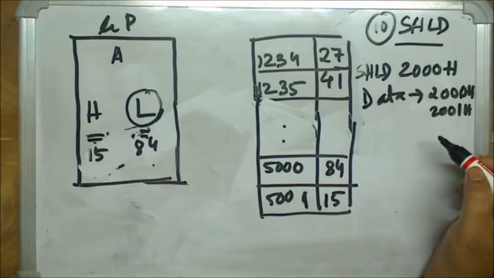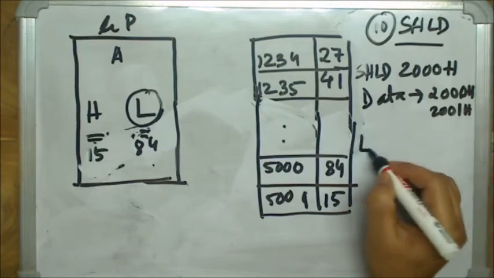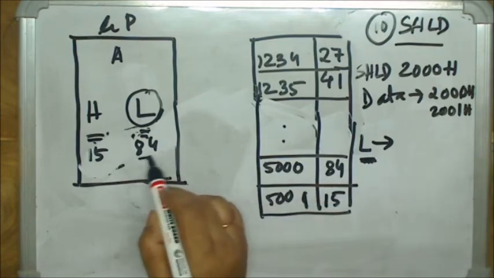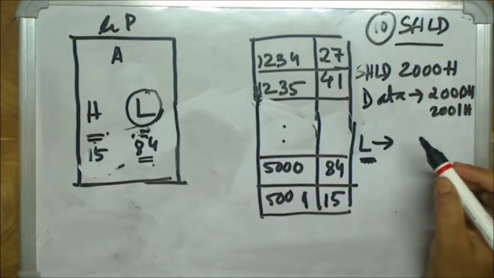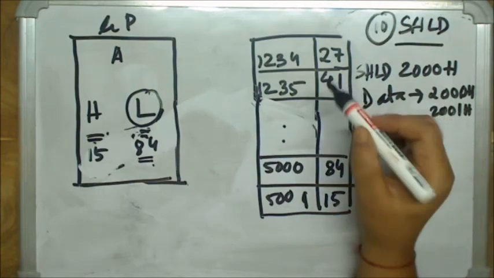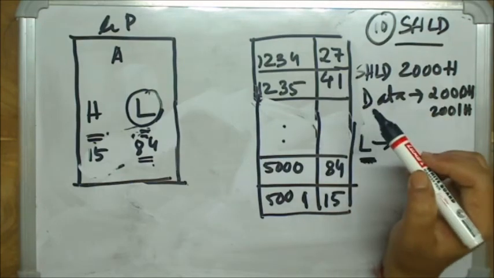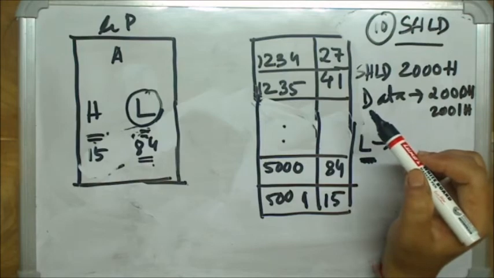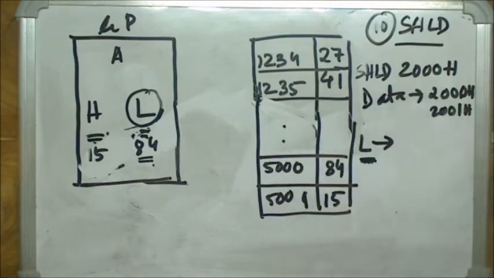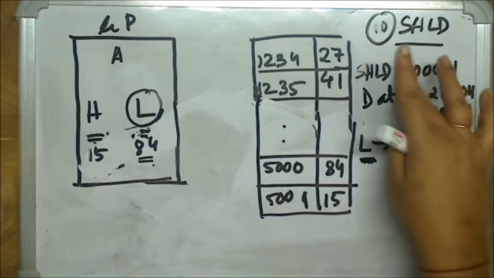So who gets what? The data of register L, the lower byte register, will get stored in the lower byte address. Which is the lower byte address? Suppose in this example I have taken SHLD 1234H.